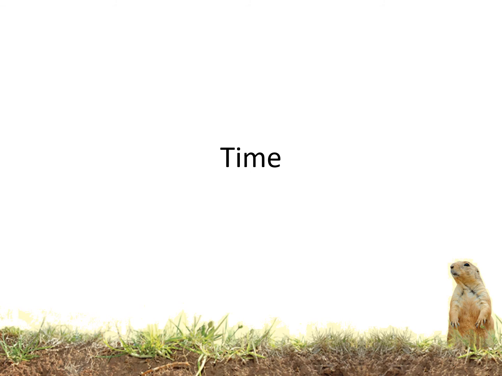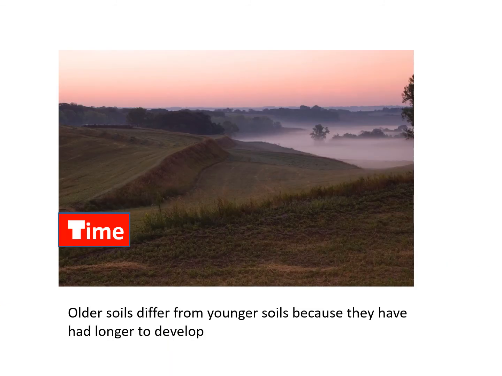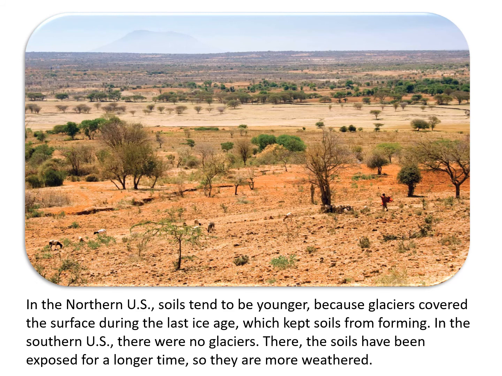Time is the T in CLORPT. Older soils differ from younger soils because they have had longer to develop. For example, a soil in Antarctica will show very little development and appear young since it's not highly weathered. On the other hand, a tropical soil will show more development as compared to the Antarctic soil, even though it's chronologically less aged. In the northern U.S., soils tend to be younger because glaciers covered the surface during the last ice age, which kept soils from forming.